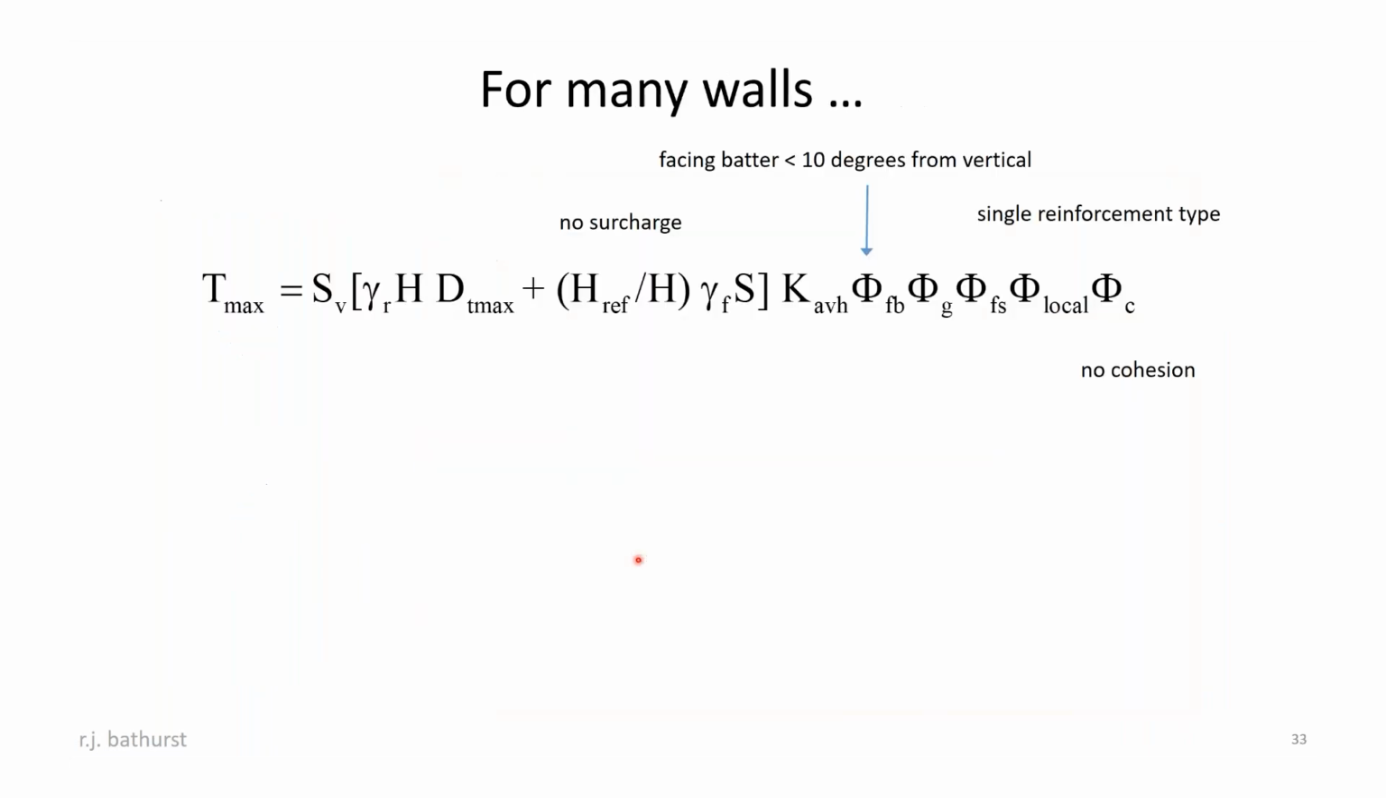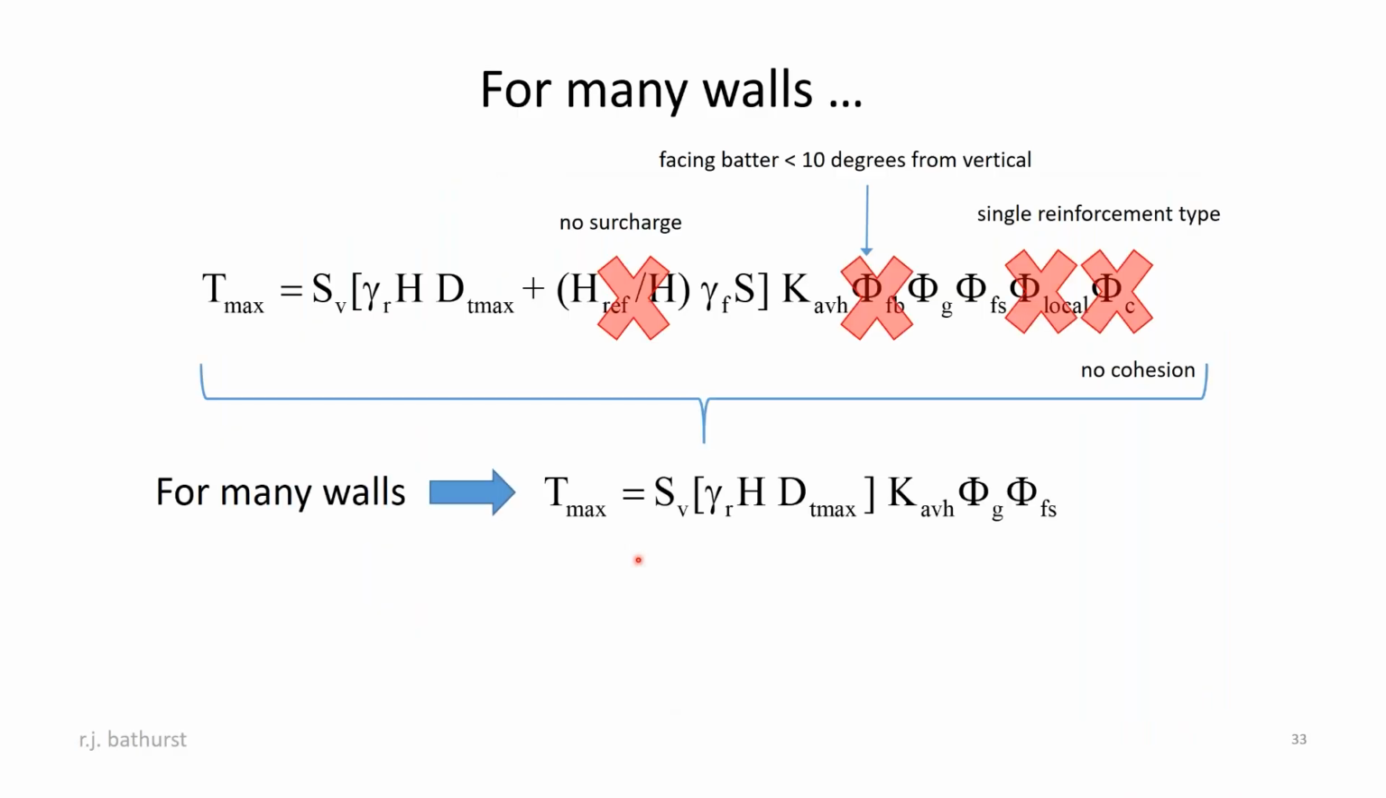For many walls, this basic equation can be simplified. For example, if you don't have a surcharge, this term here disappears or becomes 1. If you have a vertical or near vertical wall, that is with a facing batter of 10 degrees or less, and a single reinforcement type, and no apparent cohesion, then the equation becomes much simpler, as you can see at the bottom. So it's not much more complicated than the simplified method equation. It's just got a few correction factors.